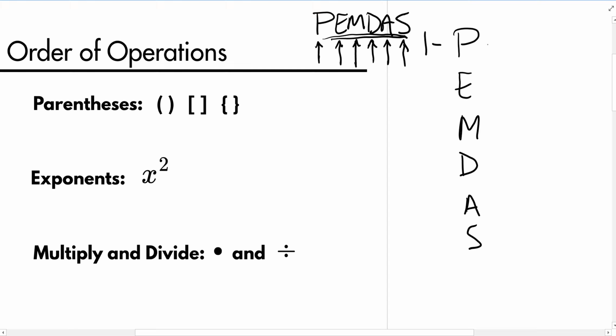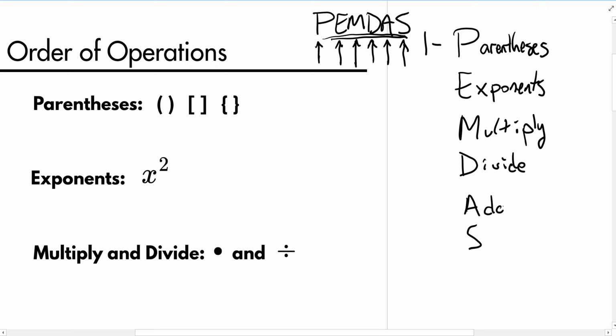So I can write 1, P stands for parentheses. The E stands for exponents. M is multiply. D is divide. A is add, and S is subtract. So step 2 is exponents, 3 is multiply and divide, and 4 is add and subtract.